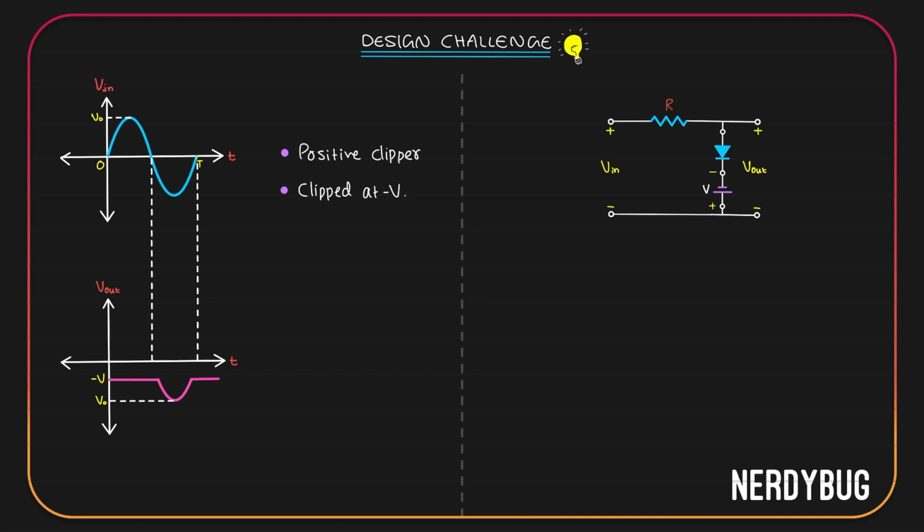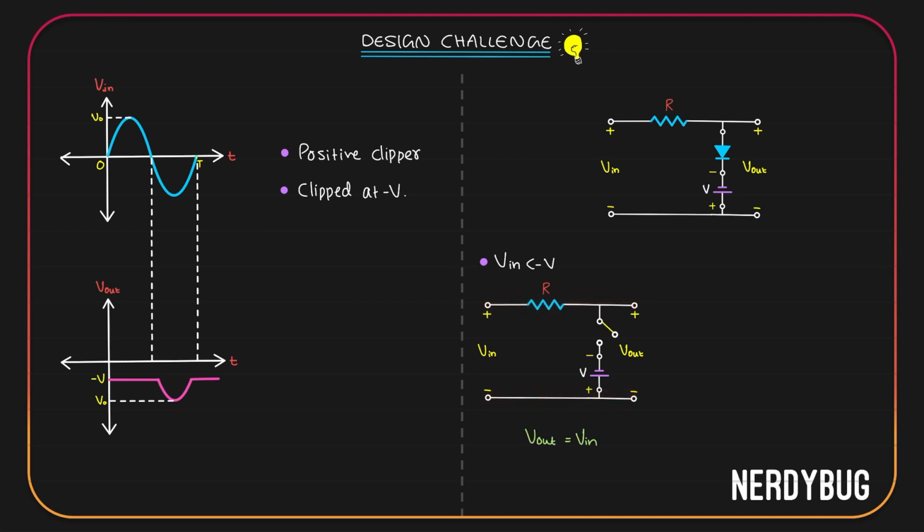So when V input is less than minus V, we can model the circuit like this. Diode is in reverse bias, so I have modeled it as an open circuit. That means whatever is applied at the input is exactly seen at the output. V output is equal to V input.